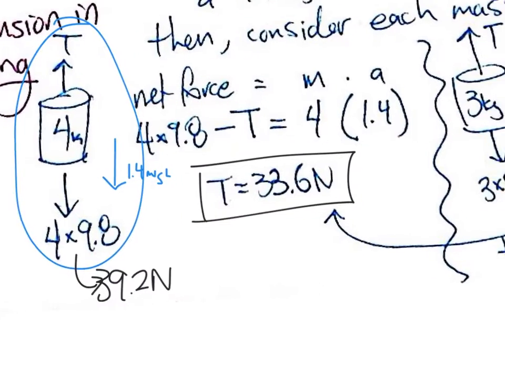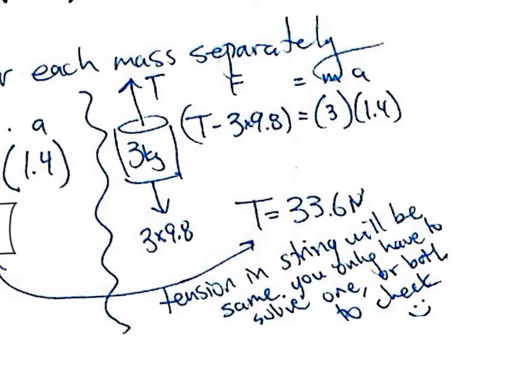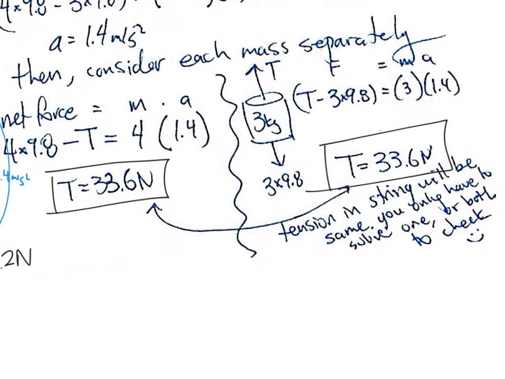Let's take a look at what happens with the 3 kilogram mass. With the 3 kilogram mass, we know it's accelerating upward, so the tension is greater than its weight, 29.4 newtons. So tension minus weight equals mass times acceleration, and if we solve for T, do a little algebra here, we get 33.6 newtons. So tension in the string will be the same. You only have to solve for one or both to check. So the fact that we considered each mass separately and got the exact same answer for the tension is a very good sign.